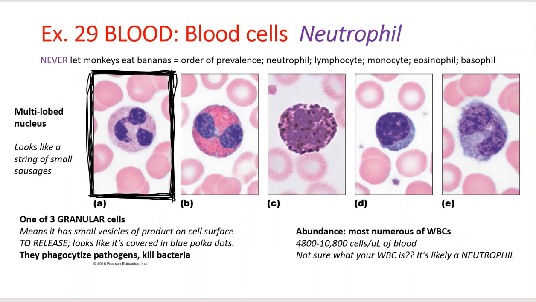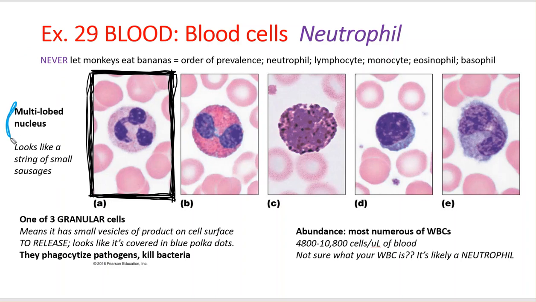I'm putting these in my very own order, not the order that they are on the slide. I'm not going A through E. I'm going in order of this mnemonic, never let monkeys eat bananas, because it tells you the order of prevalence of neutrophils, lymphocytes, monocytes, eosinophils, and basophils. So we're going to talk about neutrophils first.